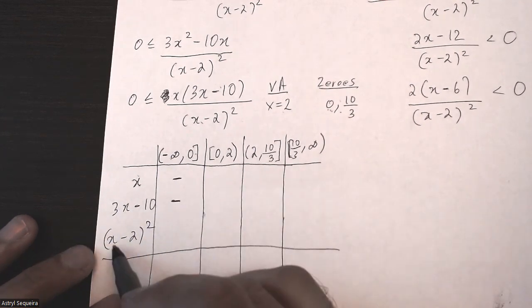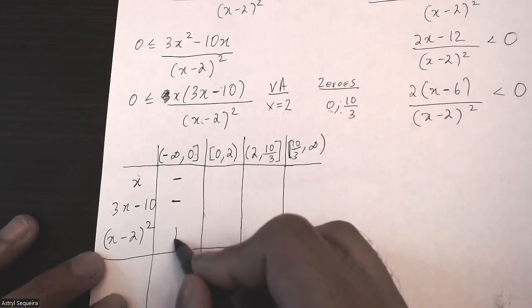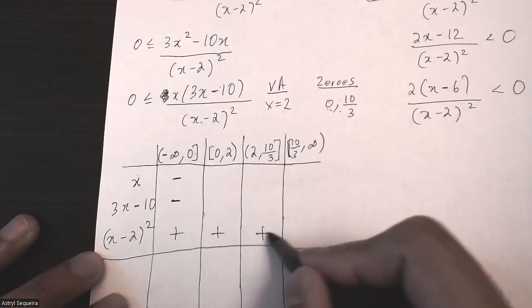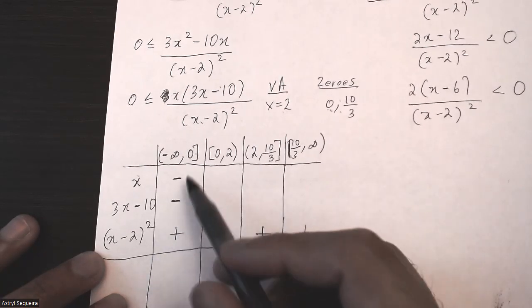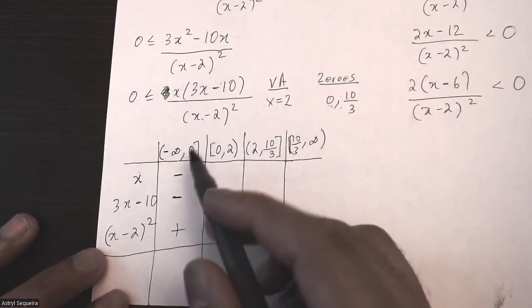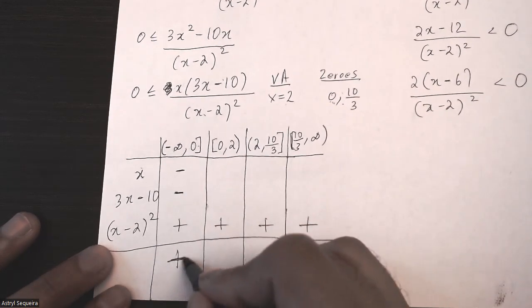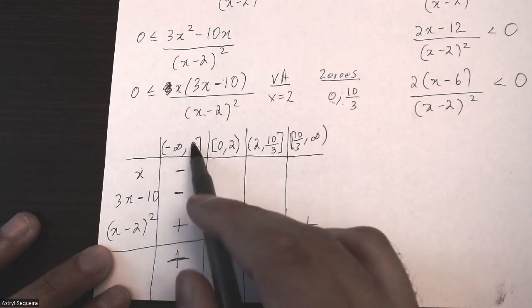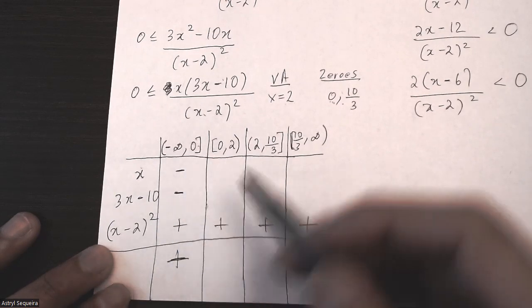That's negative. Anything whole squared is always positive. I can actually just fill these four as positives because it's whole squared. So two negatives and a positive, if you multiply them, just make a positive. So this interval over here is positive.